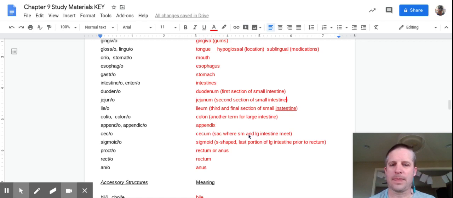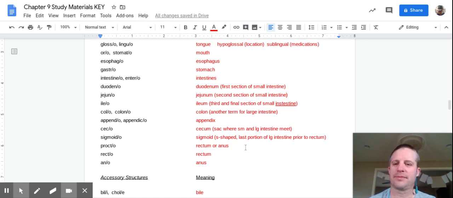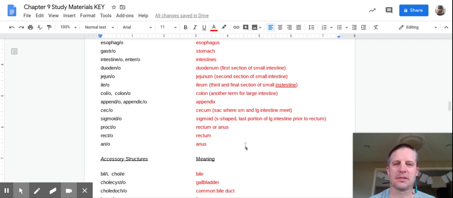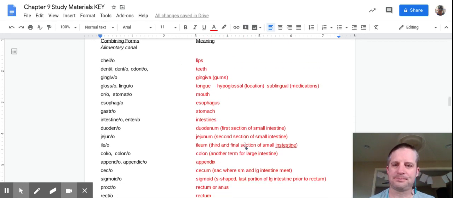But that's ceco. Sigmoido. Sigmoido means S-shaped or sigmoid. This is that last portion of your large intestine. Procto can mean rectum or anus. So if you're someone who is a proctologist, you're one who studies the rectum and or the anus. Recto is just rectum, ano is anus. All right, so there's your word parts for today.